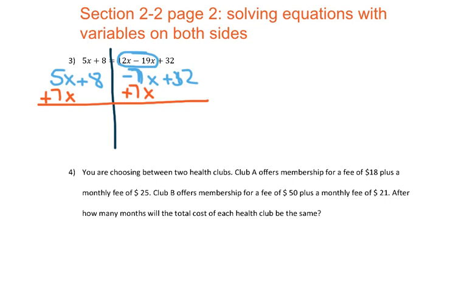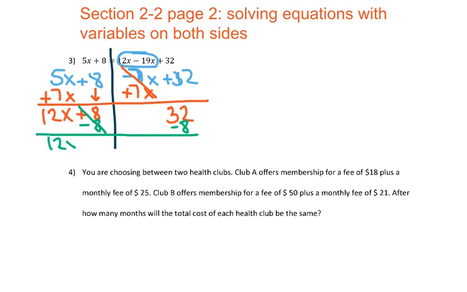So 5x plus 7x is 12x. That plus 8 drops down. The negative 7x plus 7x cancels. And I have plus 32 left. Alright, the next step is to get the numbers on the other side, get rid of addition and subtraction. So I'm going to subtract 8 on both sides, because a positive 8 and a negative 8 is 0. So the 12x drops down, and 32 minus 8 is 24.